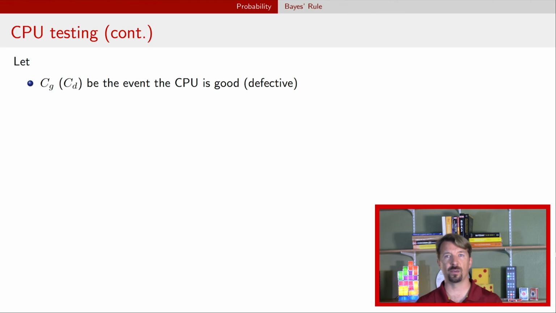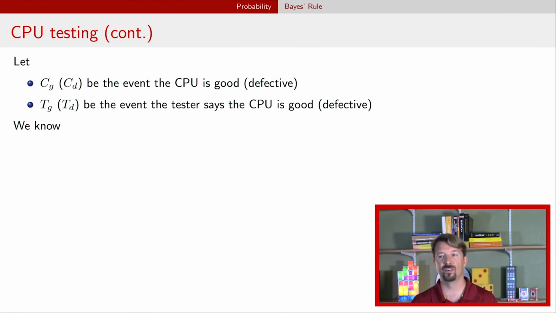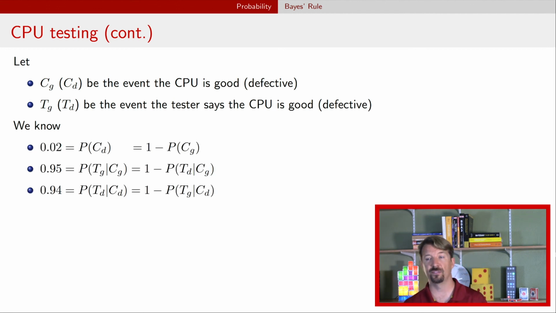Okay, so we're going to introduce some notation here to work our way through the problem. CG is the event that the CPU is good, and CD is that it's defective. TG is that the tester said it's good, and TD is the tester said it's defective. And now from the problem description, we know a number of probabilities here. So we know that what's the probability that the chip is defective overall before we got it tested? Well, we know because the production facility produces 2% bad chips, 0.02, that's the probability of the chip being defective, which is also 1 minus the chip being good because those two form a partition.